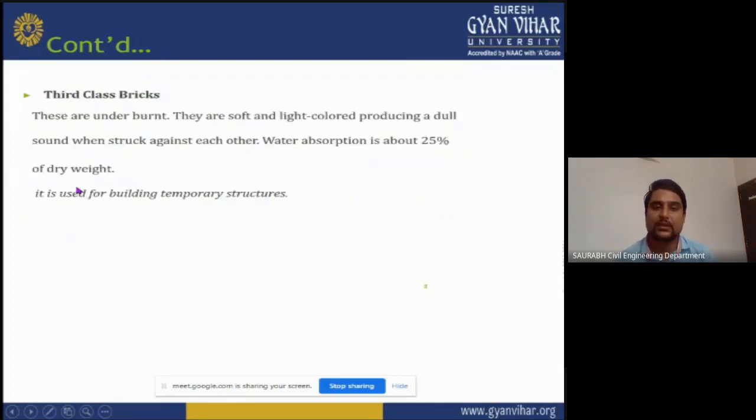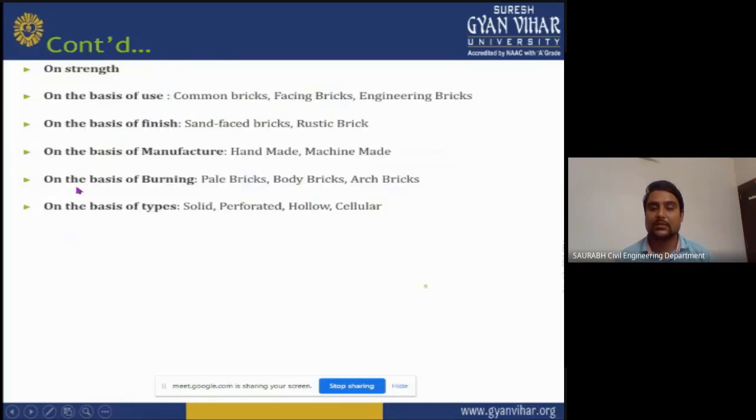So now comes the third class brick. These are underburnt, soft, and light colored, producing a dull sound when struck against each other. Water absorption is about 25% of dry weight. It is used for building temporary structures. It is generally used for temporary structures, where we do not need to maintain very good strength in the structure. In those places, you can use the third class brick.